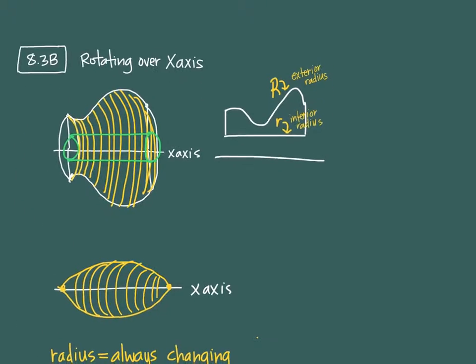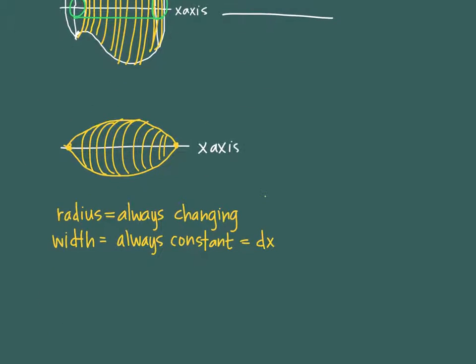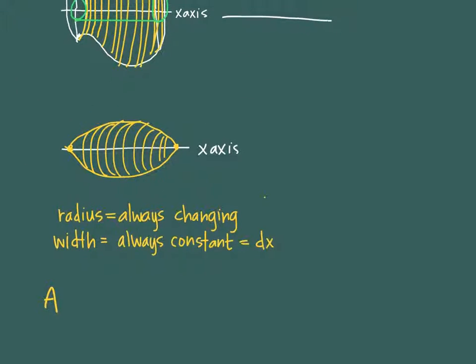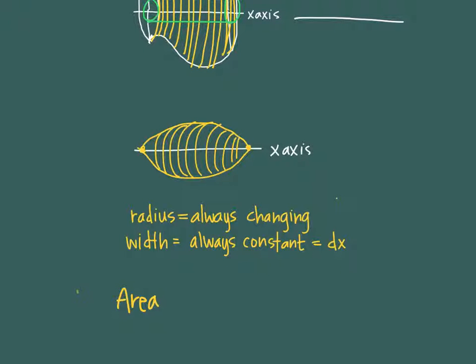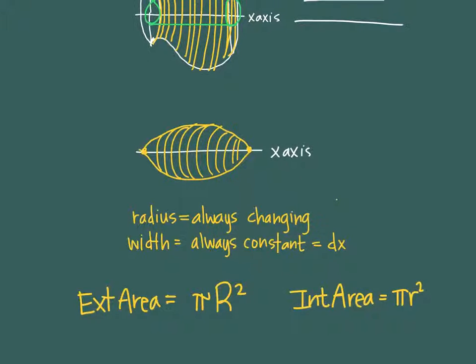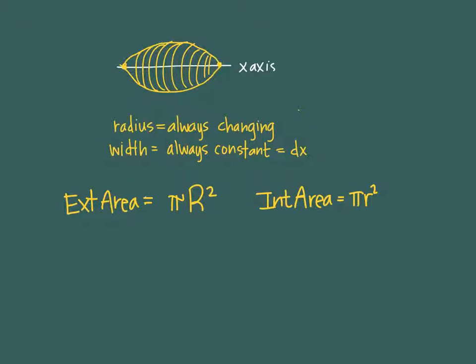So to find the volume, let's set up what we know about area. We have the exterior area, which because it's circular in shape would be pi capital R squared. And we have the interior area, which again, because these are all circular in shape when you slice them, is going to be pi little r squared. And so if we want to take out that core and make it hollow on the inside, we will have pi capital R squared minus pi little r squared.